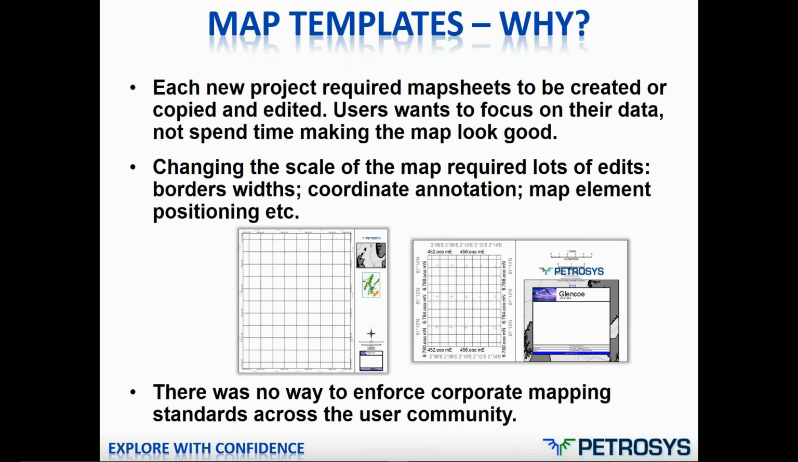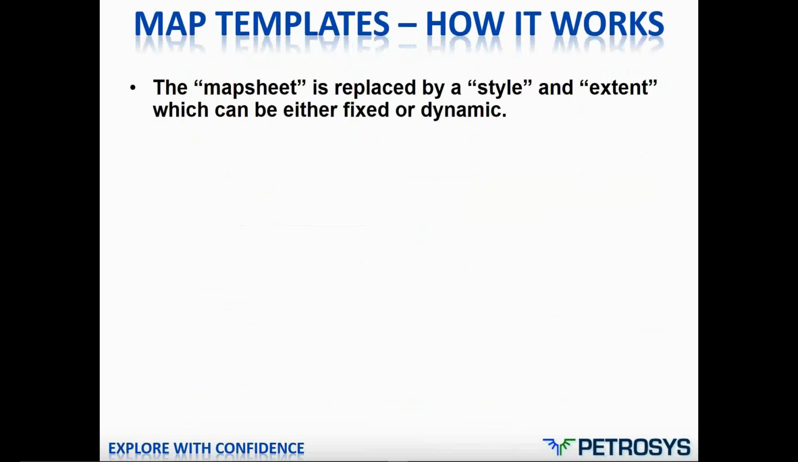And also, there was no way to enforce corporate mapping standards across the user community. So the map sheet's been replaced with a style. The style is a map framework and an extent, which you may also call the area of interest. And the extent can still be either fixed or it can be dynamic.